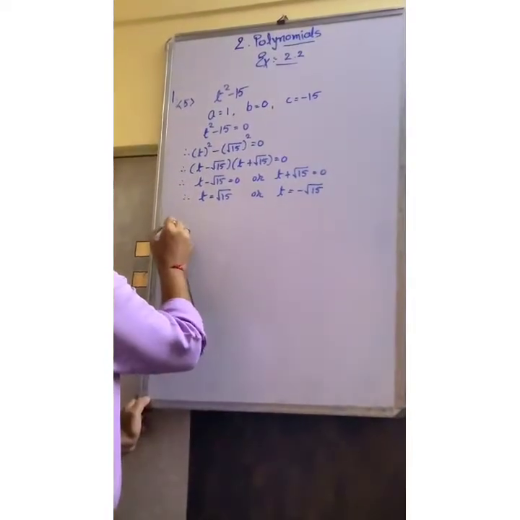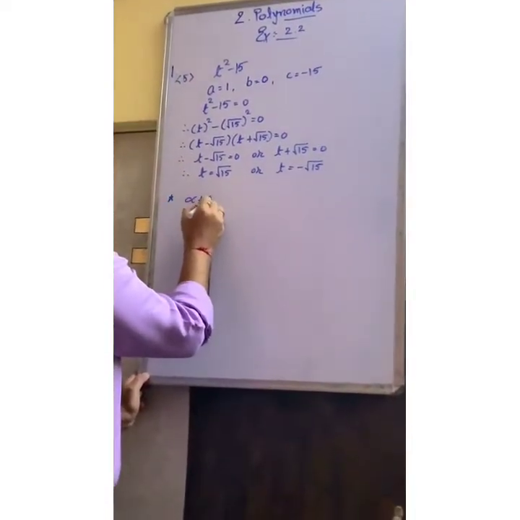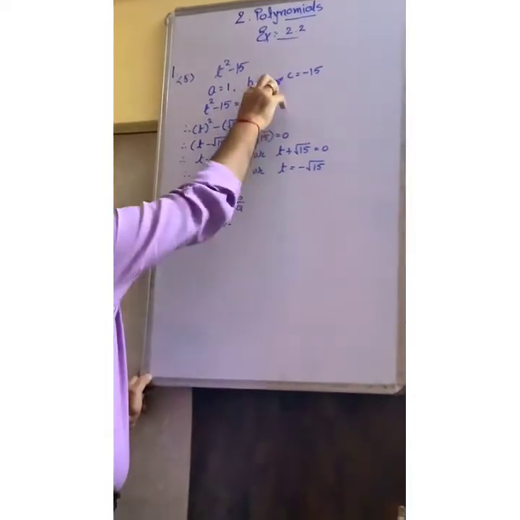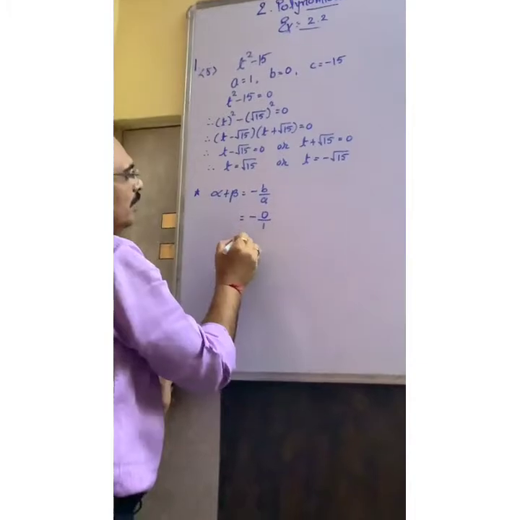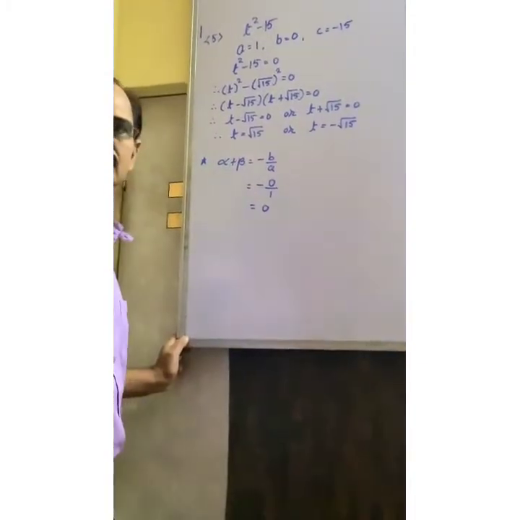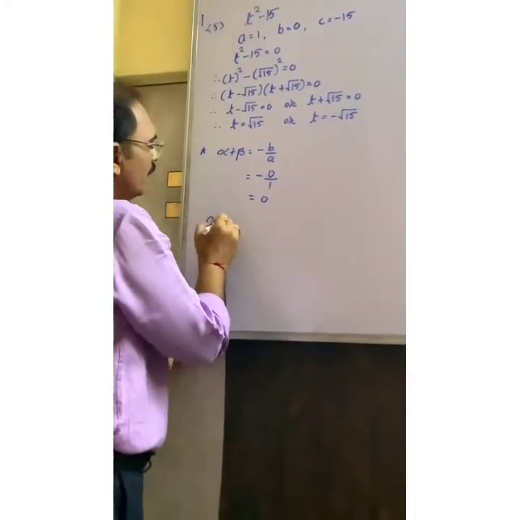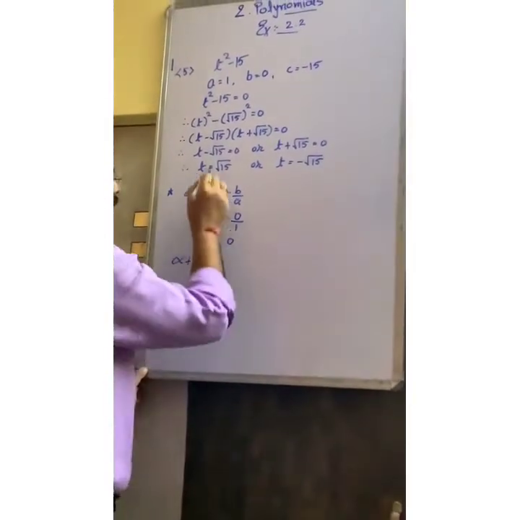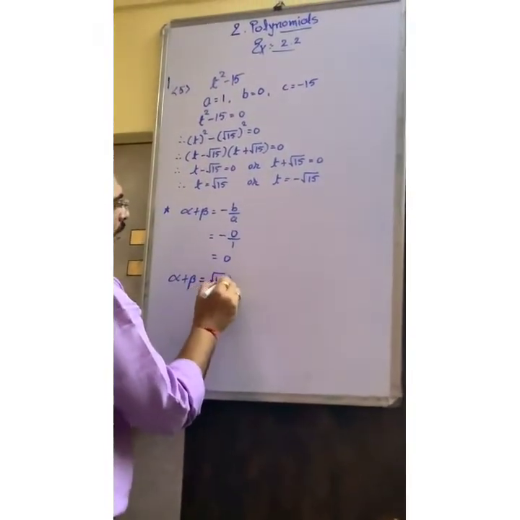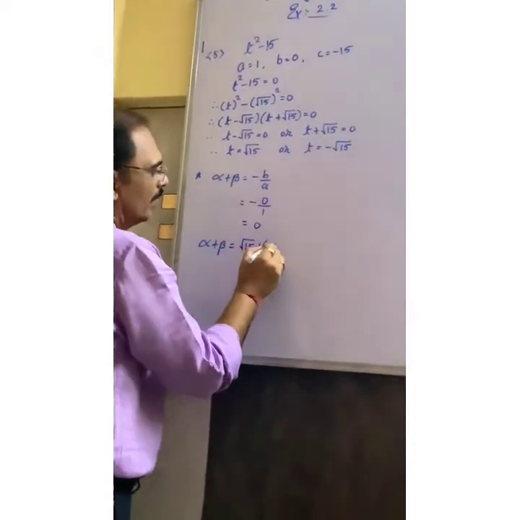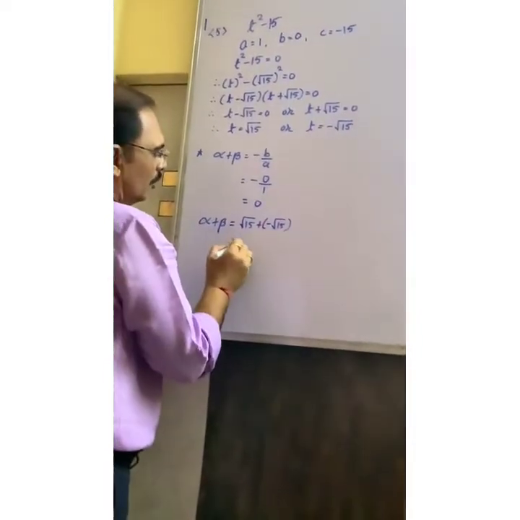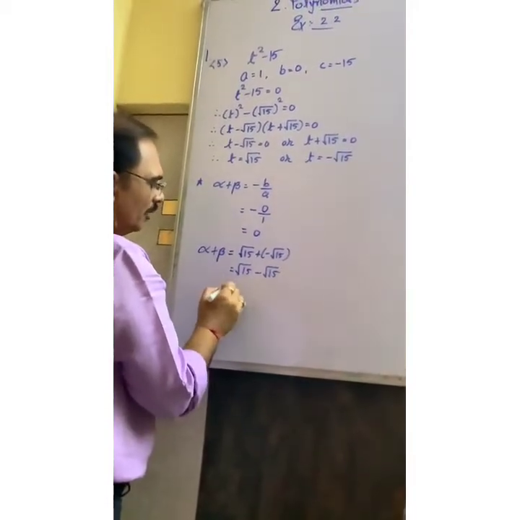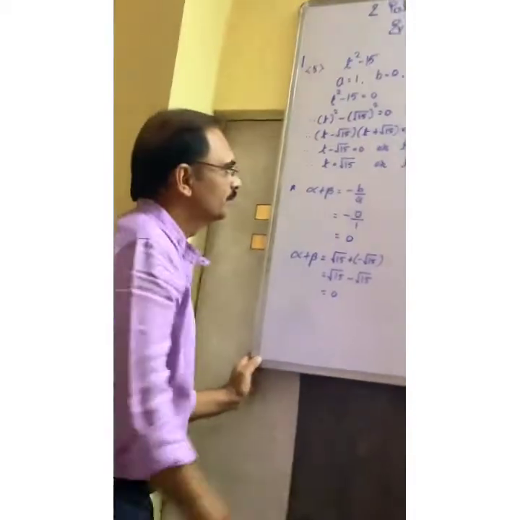Now once again verification. Alpha plus beta is minus b upon a according to formula. Minus b is what? 0 and a is what? 1, 0 divided by anything is 0. According to our calculation, alpha plus beta, alpha is root 15 plus beta is minus root 15, root 15 plus minus root 15, root 15 minus root 15 is 0.